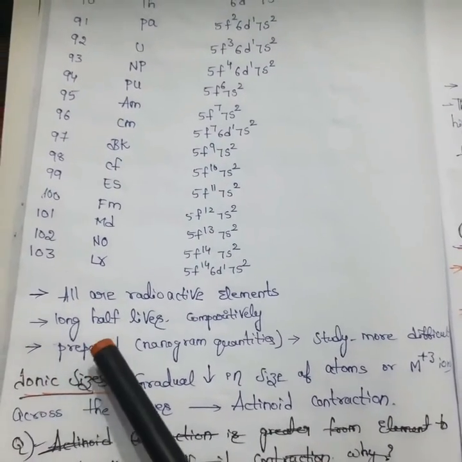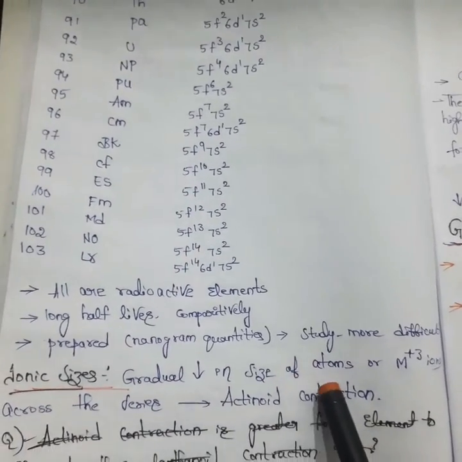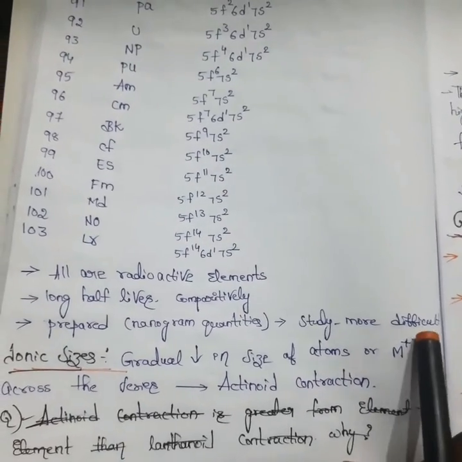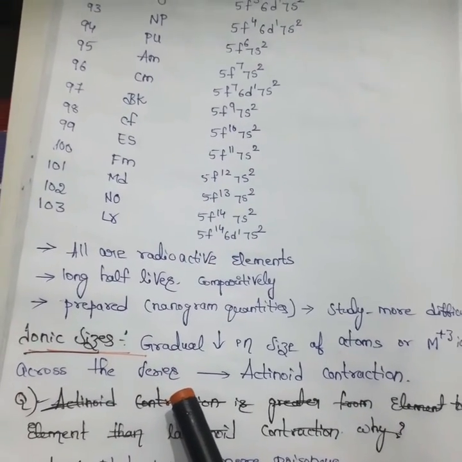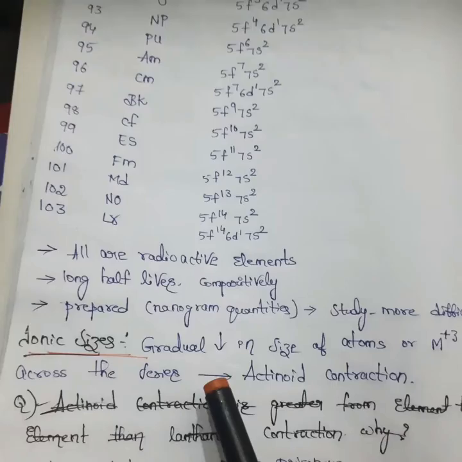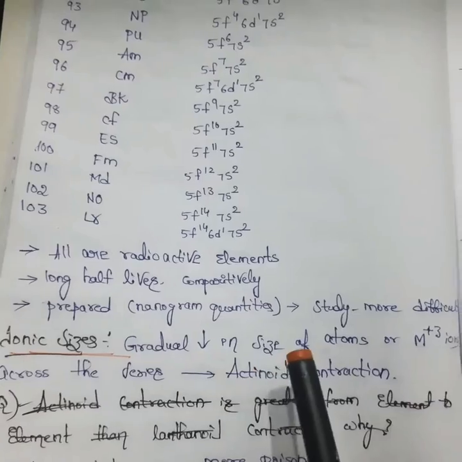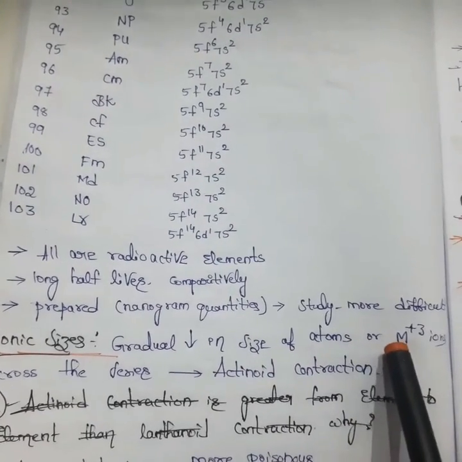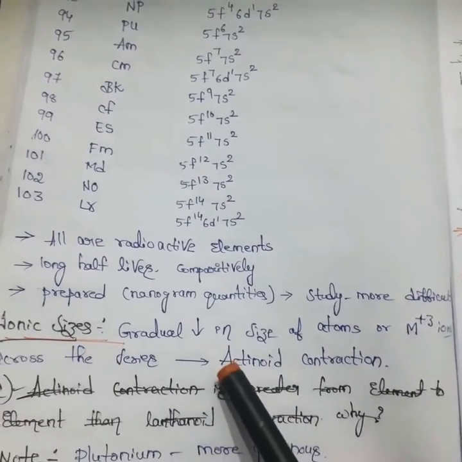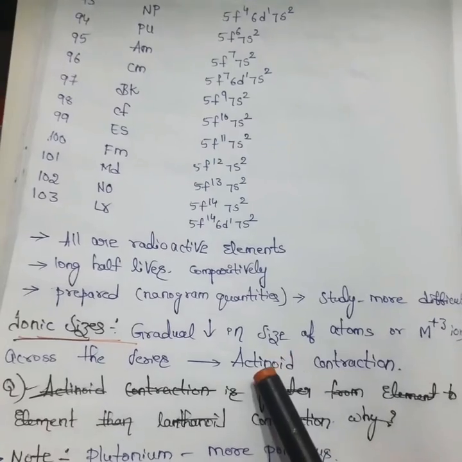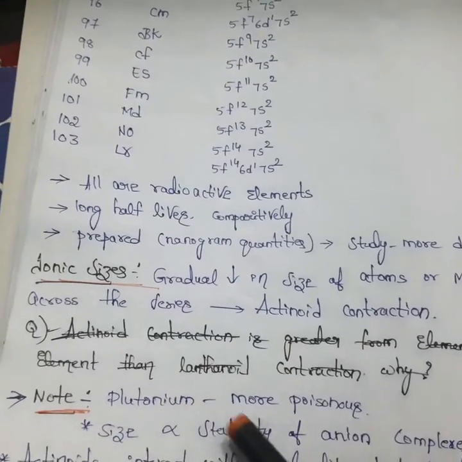Next, ionic sizes. See, there is a gradual decrease in size of atoms or metal +3 ions across the series. In lanthanoids we discussed lanthanoid contraction. Similarly, in actinoids also there is a gradual decrease in size of atoms or metal +3 ions. This decrease in size across the series is the actinoid contraction.